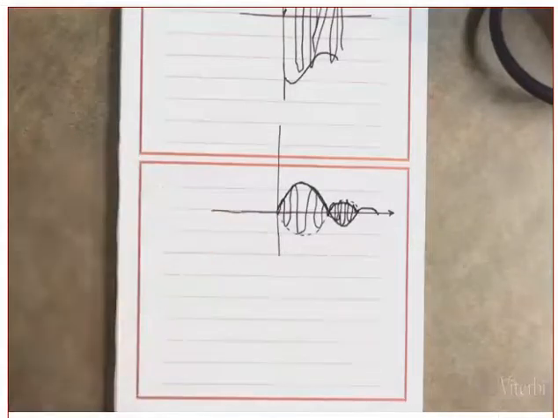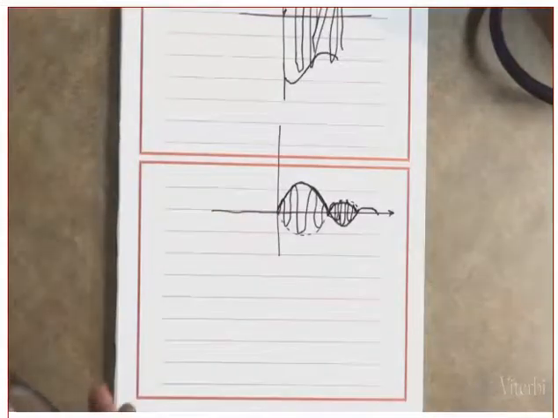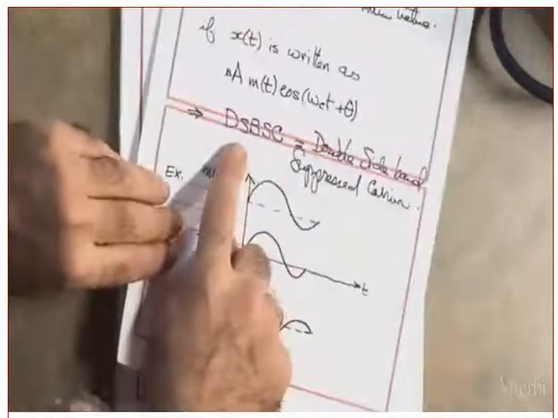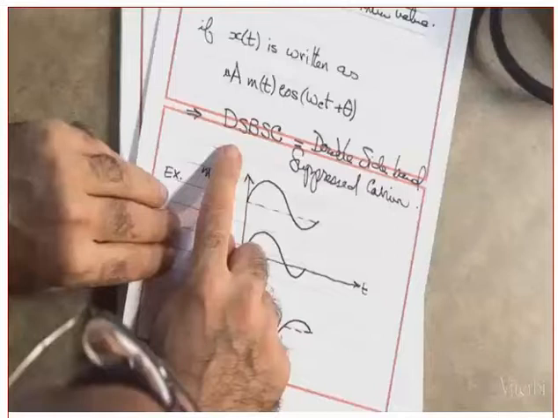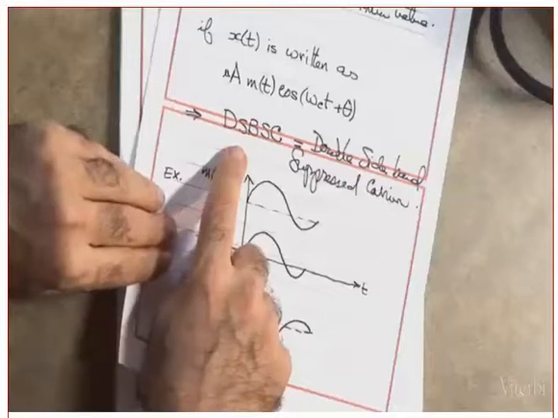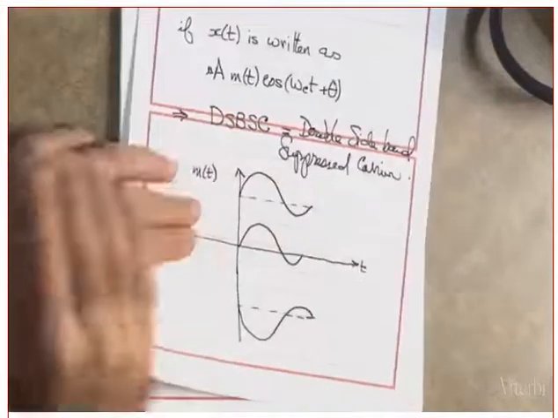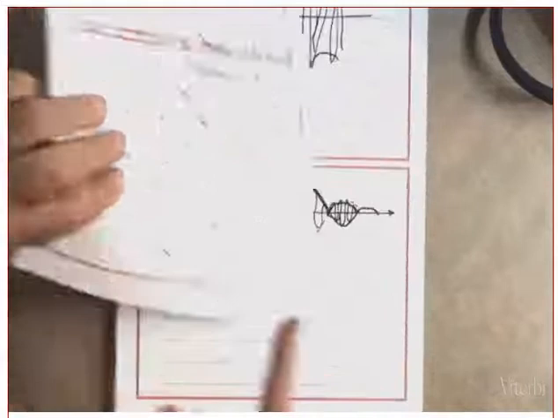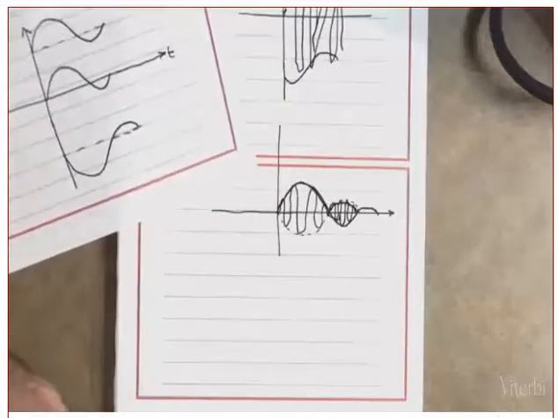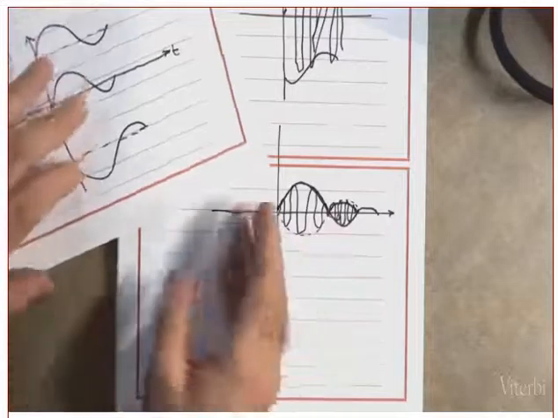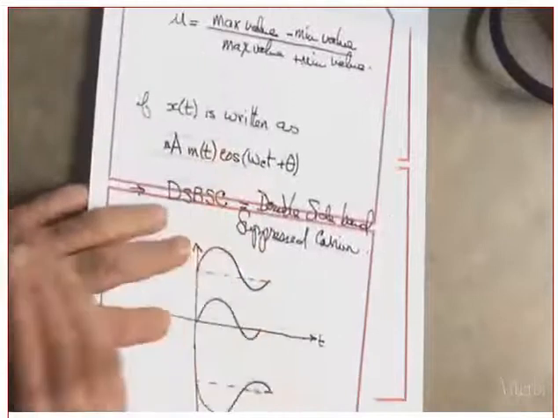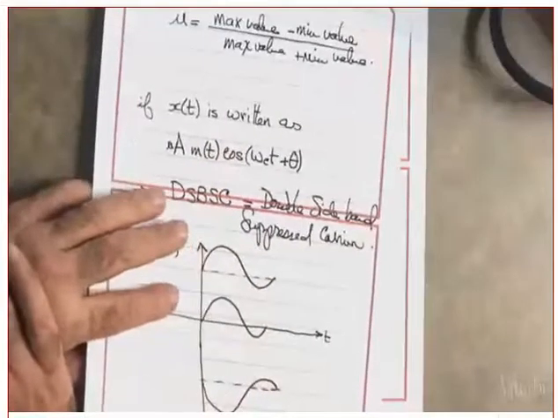So what is the first conclusion? If I'm going to use double sideband suppressed carrier, it means I'm not going to send the carrier signal. I cannot use the simple envelope detection in this case. Are you following me or not? I can only use envelope detection when I'm using AM modulation, the general one.